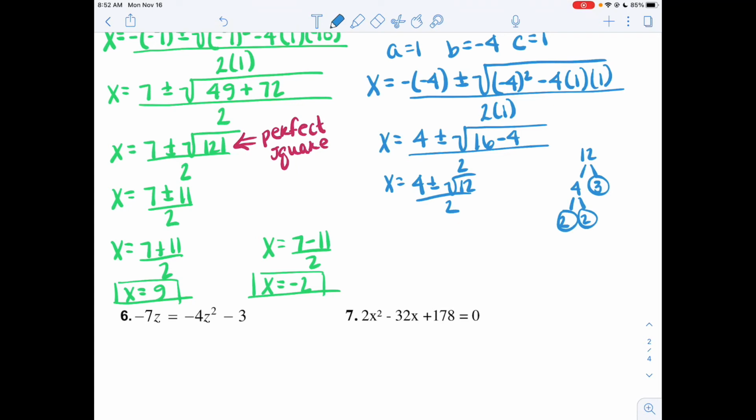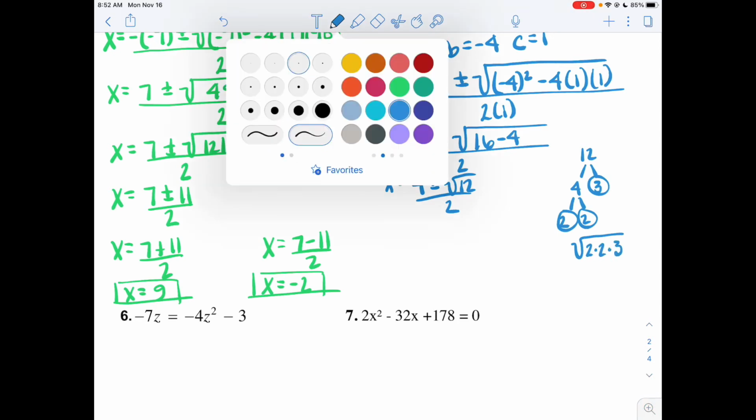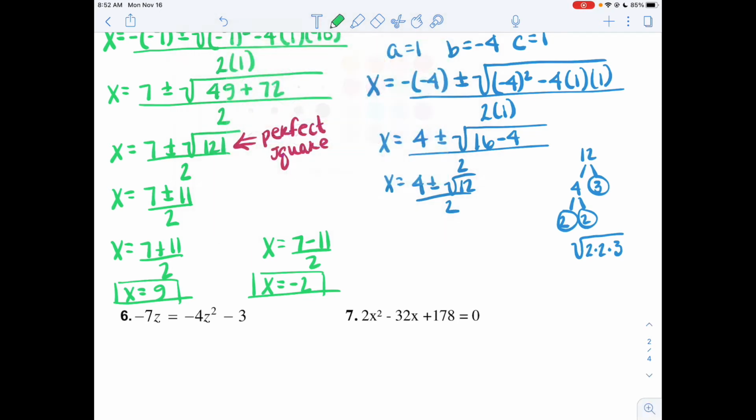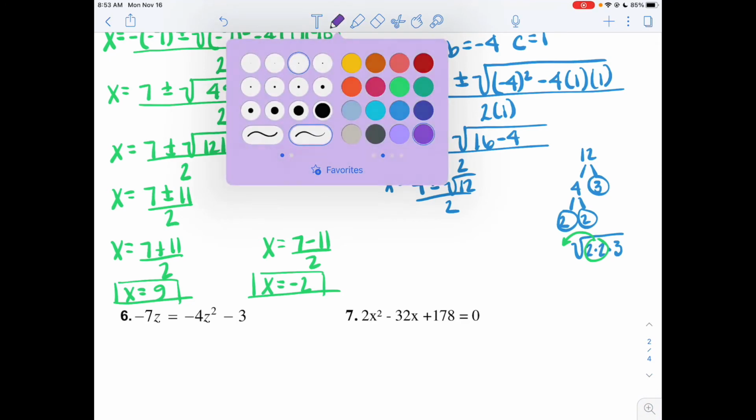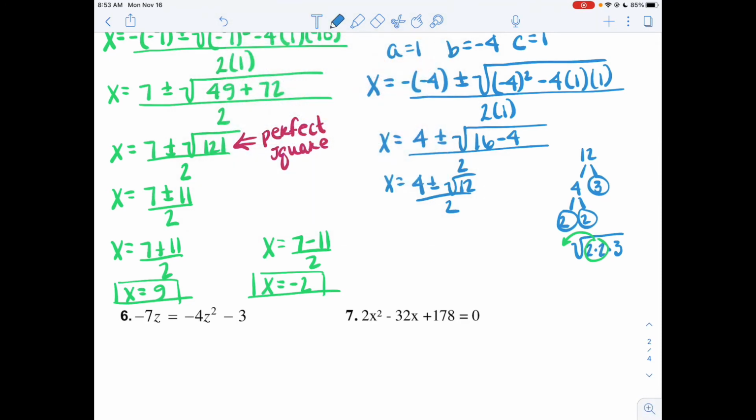And so I could rewrite this as the square root of 2 times 2 times 3, or the square root of 4 times 3. This is going to come out as, I take the square root of 2 times 2, that's going to give me a 2 on the outside, multiplied by the square root of 3. So I can replace that in my quadratic formula equation. 4 plus or minus 2 times the square root of 3 divided by 2.